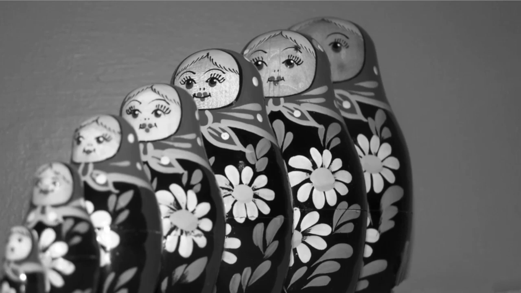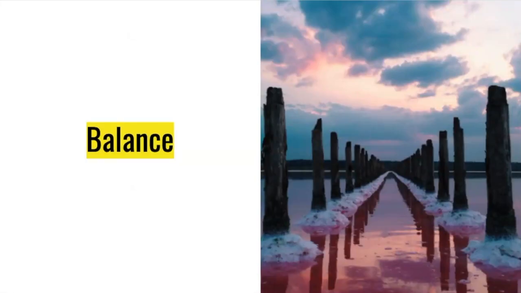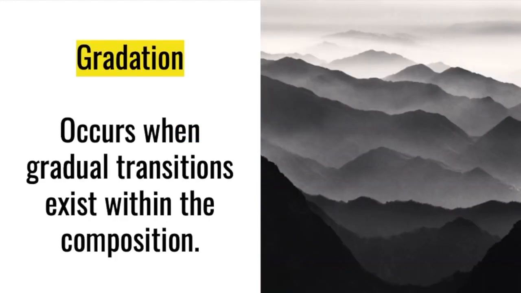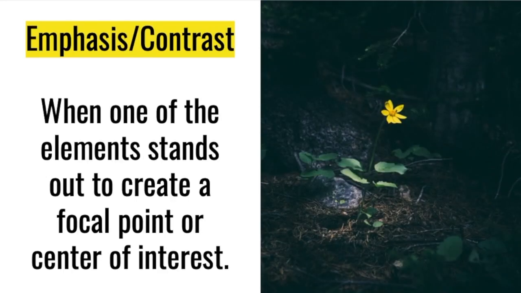All right, so far we have gone through balance, which is basically different types of symmetry, and we've now gone through gradation. So those are the first two tools. Here is the third one. Emphasis or contrast. It's when something stands out to create a focal point. So when we're talking about our focal points, this is a great one if you can really make it work.